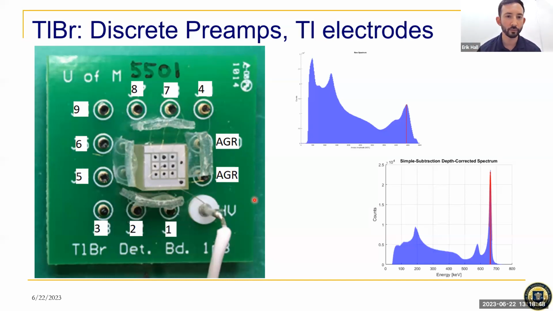This crystal itself, or also the thallium, reacted with the air, so this was taken before it was entirely encapsulated. This is one of only two crystals like this that we've received in our lab. Most of our crystals have a different composition. You can see here with a raw spectrum, really poor photo peak resolution for cesium. But using our depth correction methods, we're able to get a much improved resolution of about 2.4% at 662 keV.